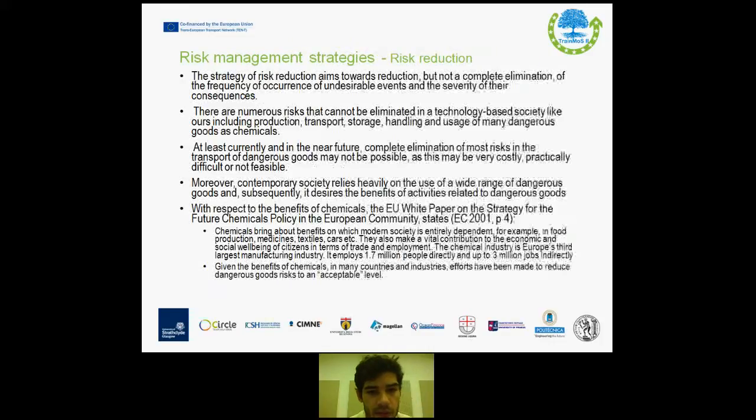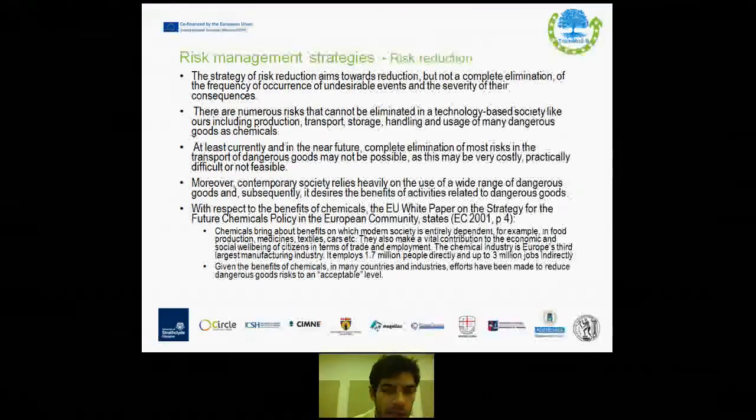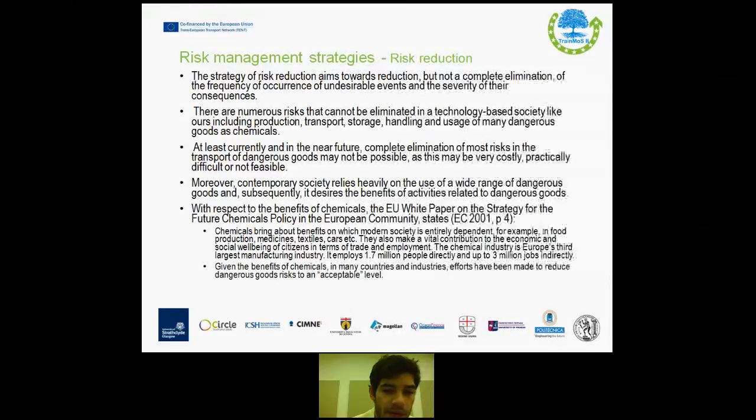Then we move on to the risk reduction management strategy. This type of strategy aims towards reduction, but not a complete elimination, of the frequency of occurrence of undesirable events and the severity of their consequences. There are numerous risks that cannot be eliminated in a technology-based society like ours, including production, transportation, storage, handling and usage of many dangerous goods such as chemicals. At least currently, and in the near future, complete elimination of most risks in the transport of dangerous goods may not be possible, as this may be very costly, practically difficult, or not feasible at all.